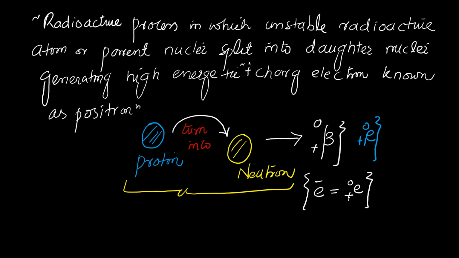The anti-electron or positron produced during the positron decay is very energetic. They will fly off from the nucleus of an atom, and their energy will be very high.